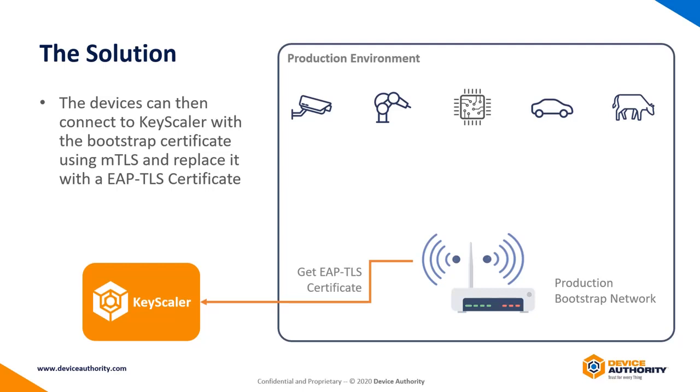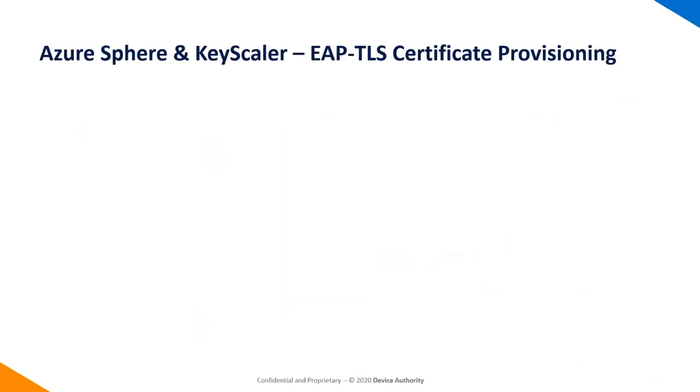Device Authority's KeyScaler platform has the ability to leverage this initial security foundation by enabling Sphere devices to connect to it and provide them with the operational certificates to automate and secure device enrollment to EAP TLS enabled enterprise networks. Let's take a look at the flow overview of how we can provision these certificates to Azure Sphere devices.